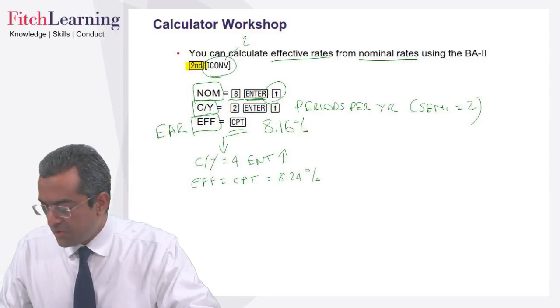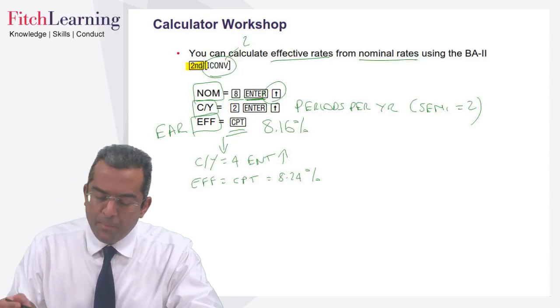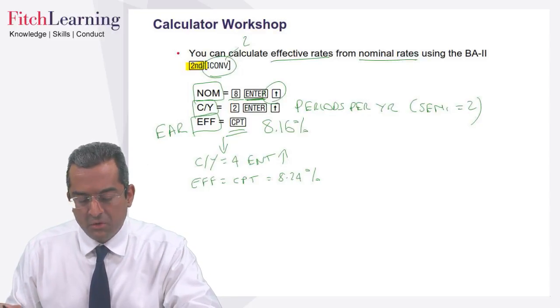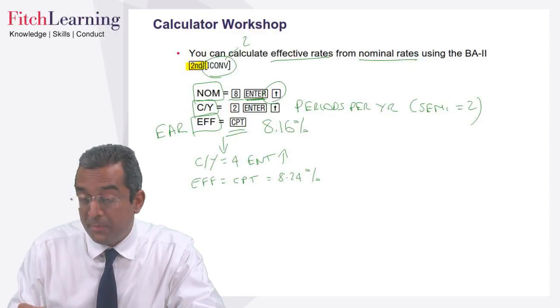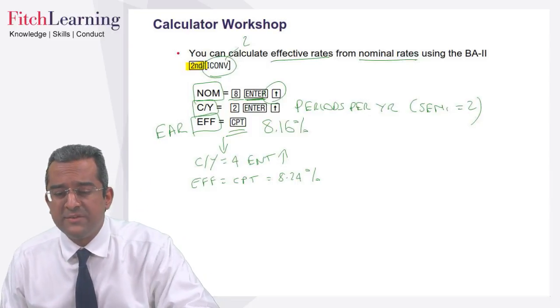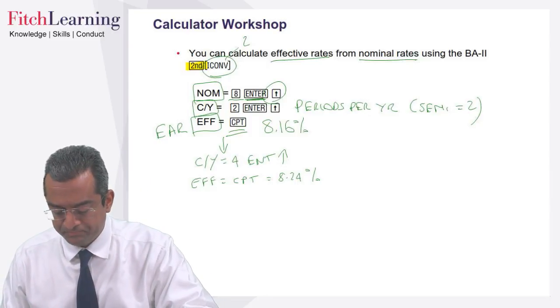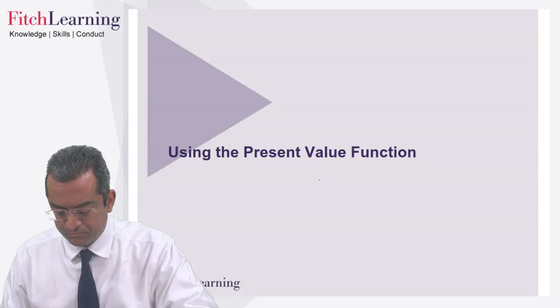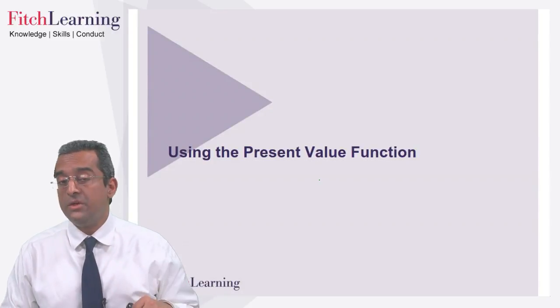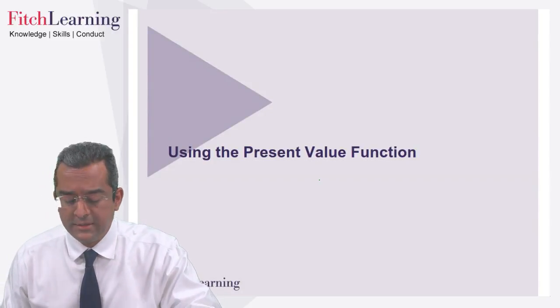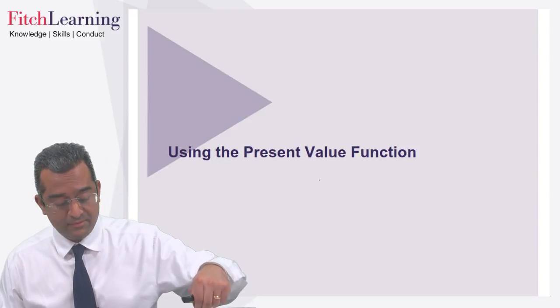Okay, so, of course, this also allows you to compute the nominal rate if you have the effective, or to work out the compounding periods if you have nominal and effective. So there you go. That's the shortcut. Now, using the present value function, basically using the time value of money.